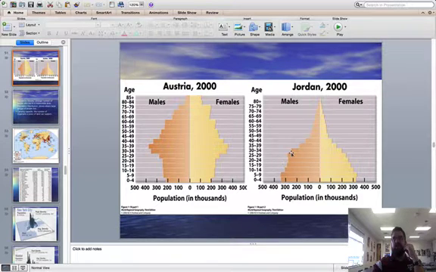So remember, if it looks more like a pyramid like this, then most likely it's not going to be a very highly developed country. It'll be on the lower end. If it looks more like a column and a little bit fatter in the middle where the adults are, then that's going to be a healthier country, economically speaking.